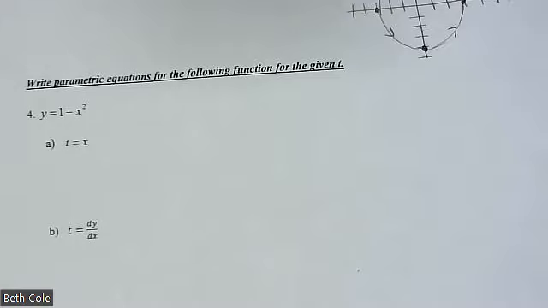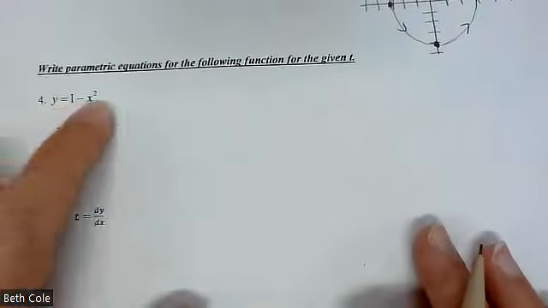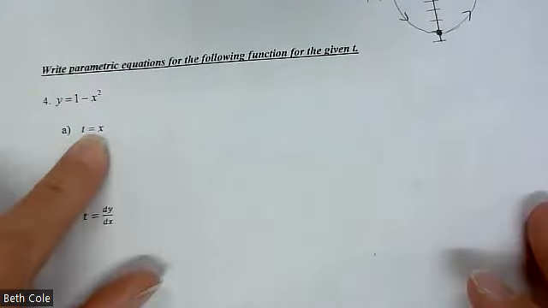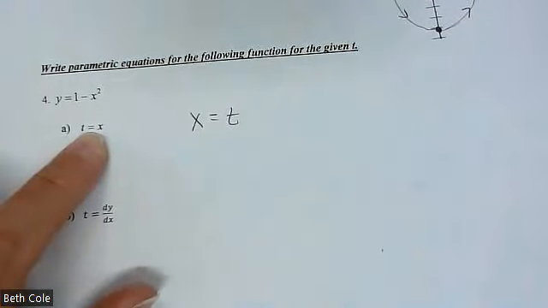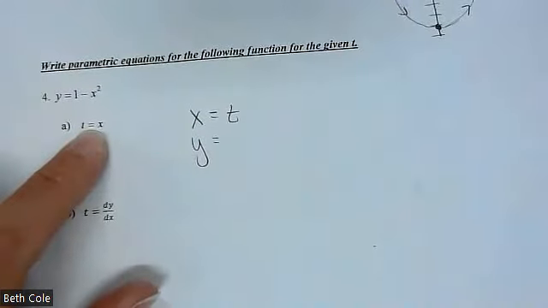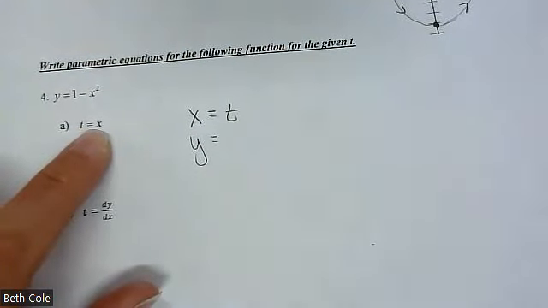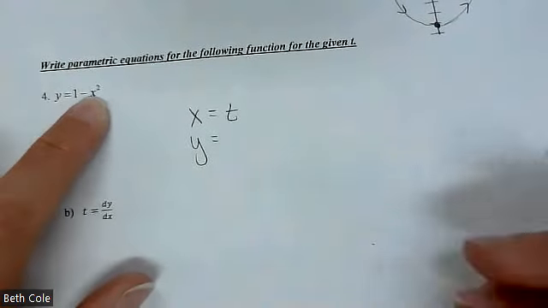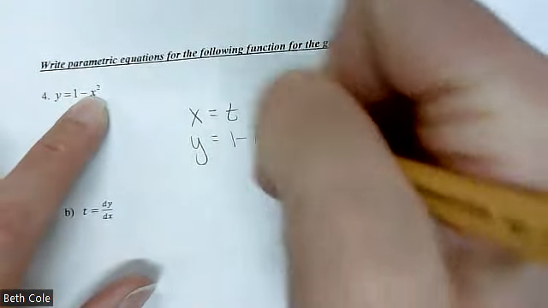All right, write parametric equations for the following function for the given t. Okay, so we have this. I made the first one as easy as possible. X is t. When it says write parametric equations, you want to have an x equals and a y equals. X just is t. So what would y be? Don't overthink it. Perfect.